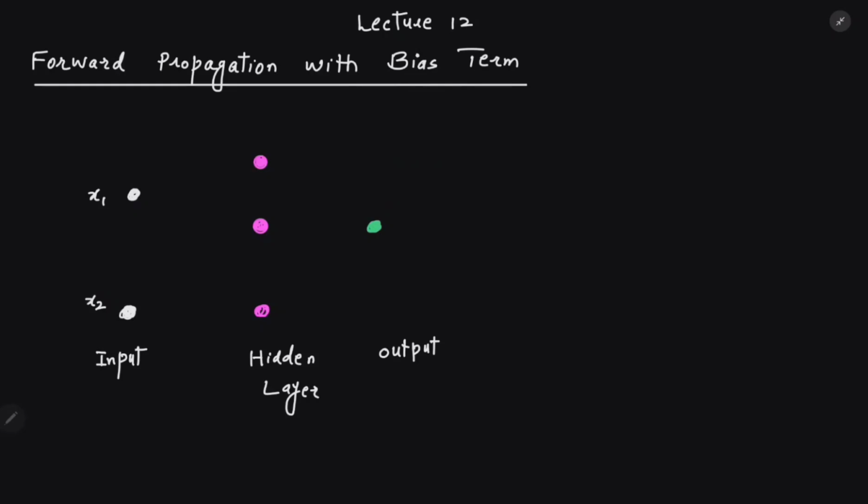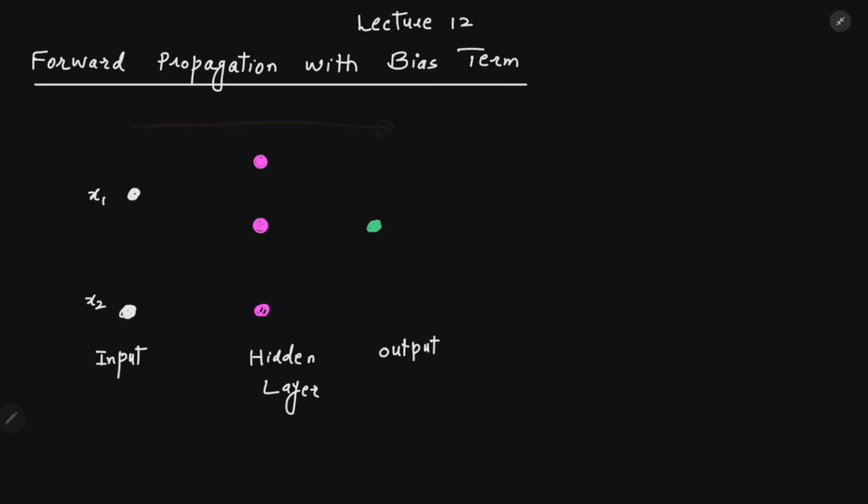In this video, I will talk about forward propagation with bias. The bias has been added in the previous video, and I explained in detail what is the purpose of adding bias in the neural network. So in this video, I just wanted to explain how we can move from input to the output when we have bias added in the network.